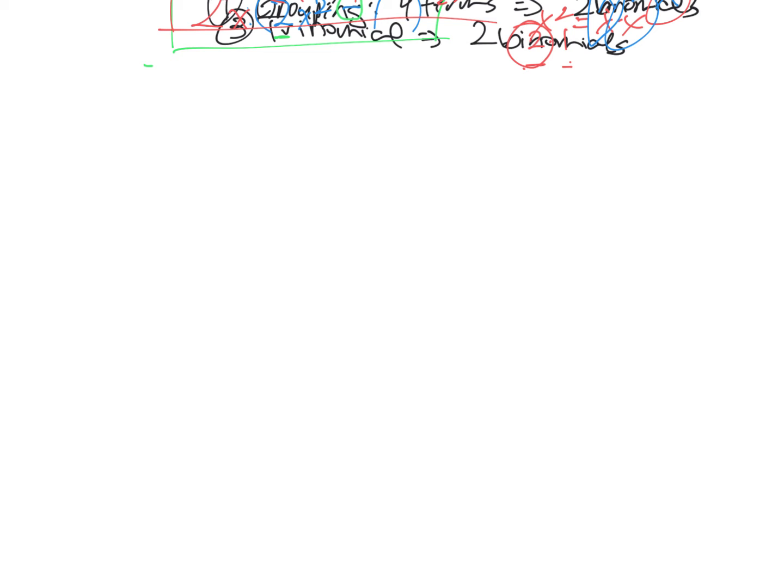Okay, so those are things that we've looked at. We've done them before. Let's do one where we have a trinomial. So let's do 3x squared minus 21x, sorry, plus 30. First thing, look for the greatest common factor.